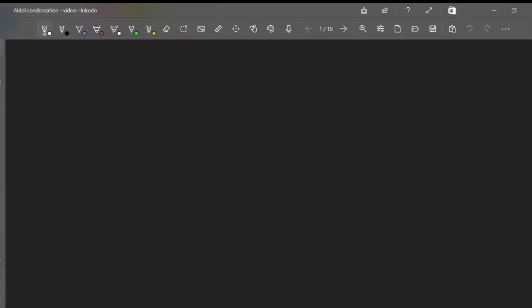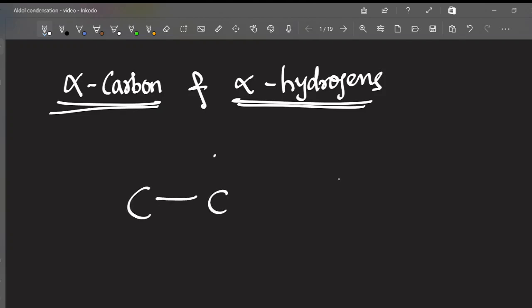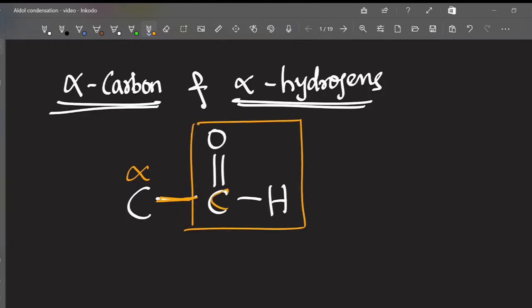Before we move into aldol condensation, we must know the meanings of alpha carbon and alpha hydrogen. So let us see what exactly these terms are. The carbon atom attached to the functional group carbon, this carbon I'm talking about, is directly attached to the functional group carbon. This is our aldehyde functional group and this is the aldehyde carbon, and now this is our alpha carbon. Hope it is clear. And now the hydrogens on this alpha carbon are called alpha hydrogens.